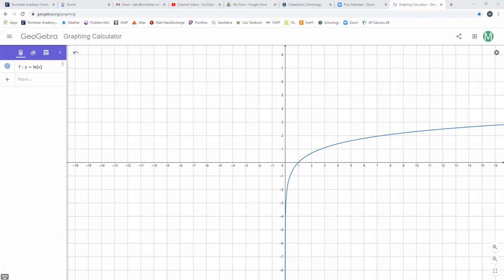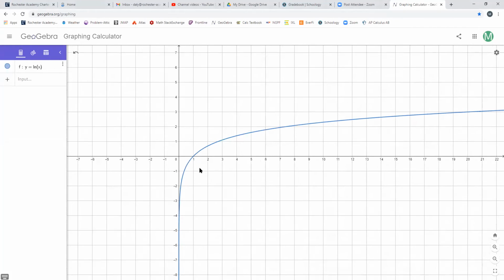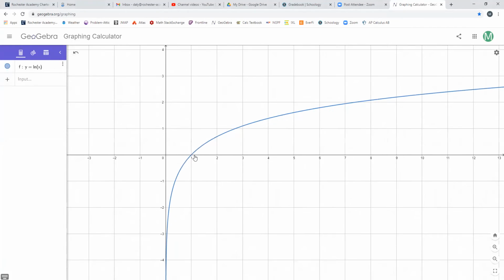All right, so here is the natural logarithm function. And one thing to notice here as we look at the natural logarithm function is that it's only defined for values of x that are greater than 0. All right, so that is important to us. We'll talk about negative values in a little bit.